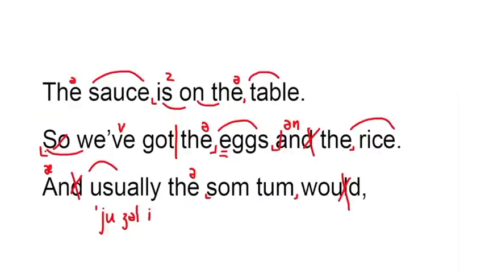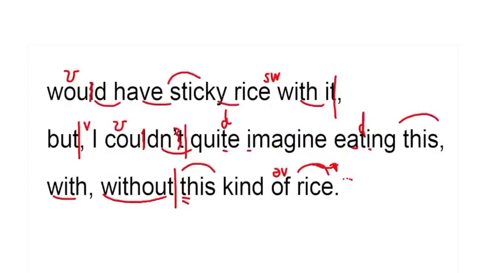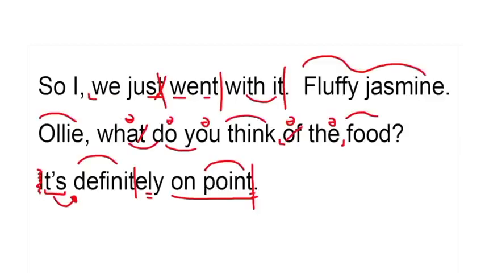The sauce is on the table, so we've got the eggs and the rice. And usually they sometimes would have sticky rice with it. But I couldn't quite imagine eating this without this kind of rice. So we just went with the fluffy jasmine. Ollie, what do you think of the food? It's definitely on point.